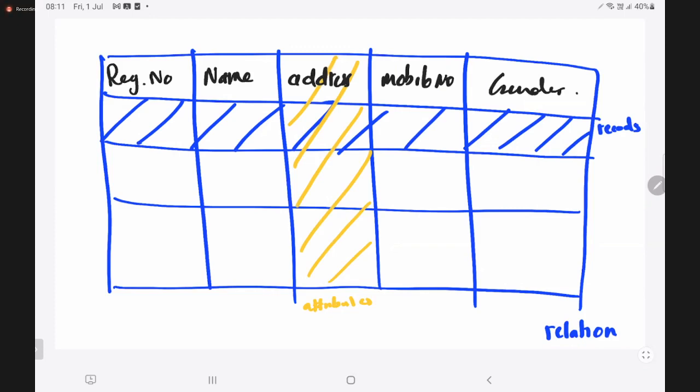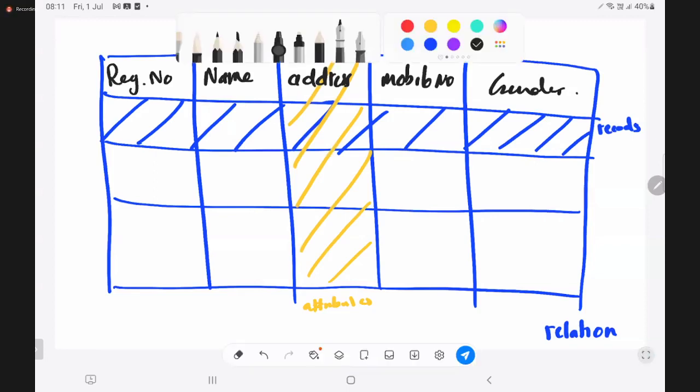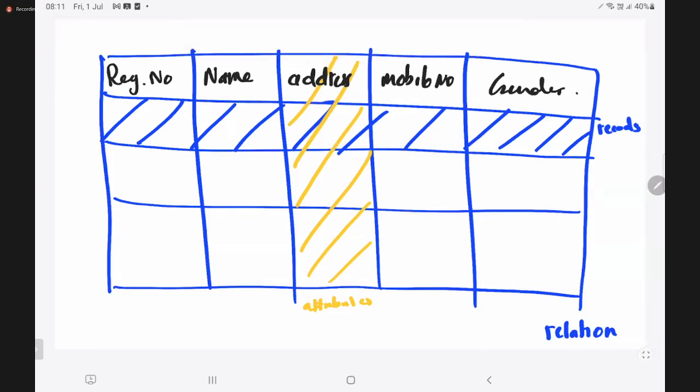And these rows, in the relational data model, we gave some other name. Do you remember that name? Yes, tuple. We said that is a tuple. Let's see other things we can discuss. These are the main things in the relational data model. This is attributes. This is tuples. We said table as a relation.